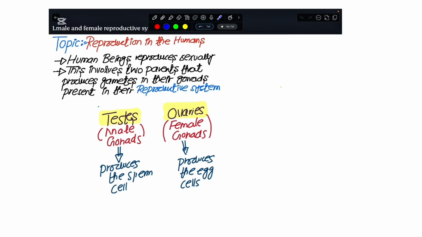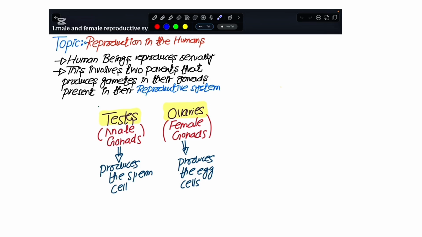Since this is reproduction involving humans, it is very evident that they reproduce sexually and there would be involvement of two parents. There would be a male parent and there would be a female parent. And in their bodies, they have some specialized organs that go with the name of the gonads. In these gonads, both parents make some specialized cells, and they are the gametes. So the males have the testes, which is their male gonad. It would be doing meiosis and the sperm cell would be produced.